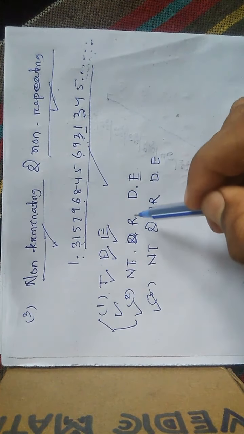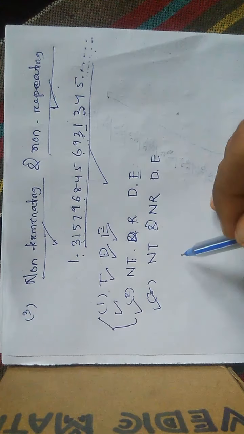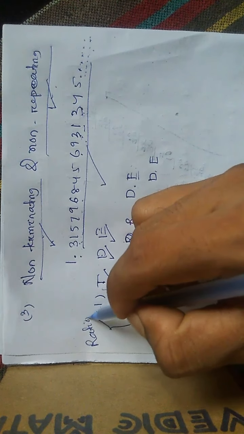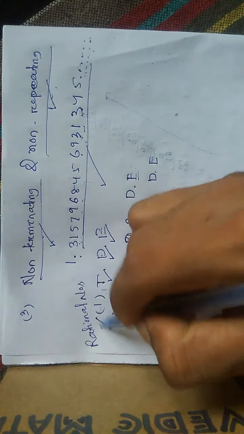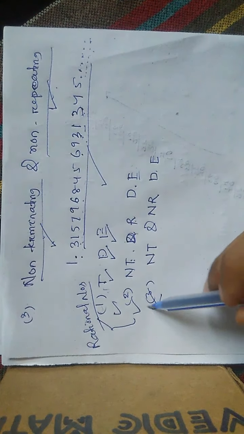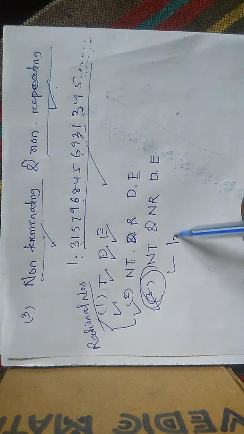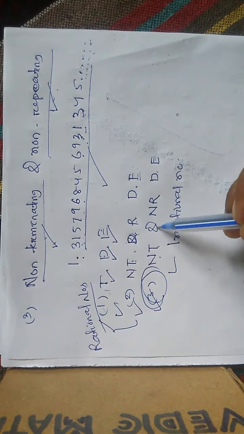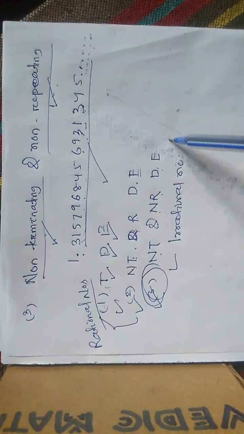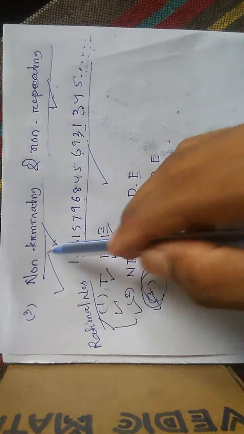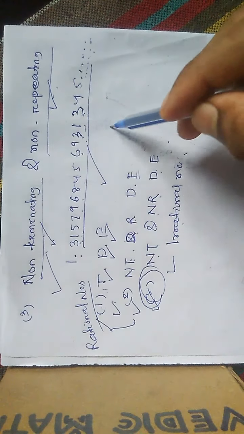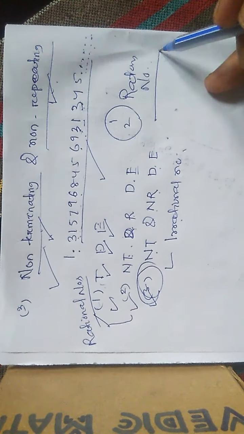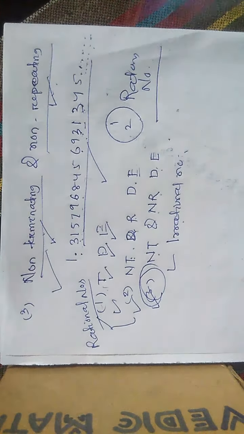Out of these 3 decimal expansions, the first 2, the terminating decimal expansion and the non-terminating and repeating decimal expansion, are rational numbers. But the last one is an irrational number. So the non-terminating and non-repeating decimal expansion is an irrational number, but the previous 2 are rational numbers. Now you can find the decimal expansion of any fraction.